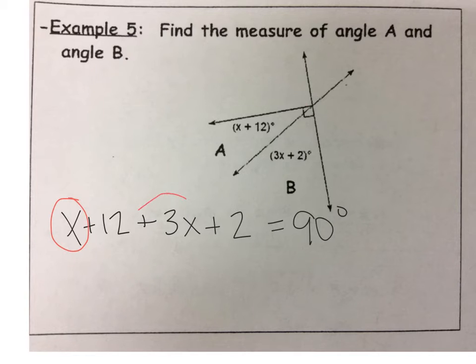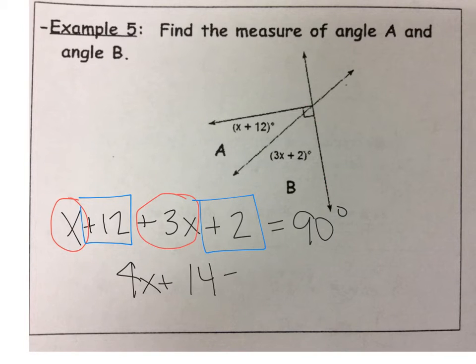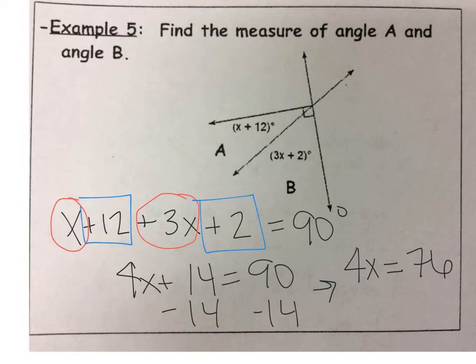I have a positive x and a positive 3x. I have a positive 12 and a positive 2. When I combine like terms, I get 4x plus 14 equals 90. Now we solve this like a two-step equation. I subtract 14 from both sides, and this gives me 4x is equal to 90 minus 14, which is 76. When I divide by 4 on both sides, we see x is equal to 19 degrees.